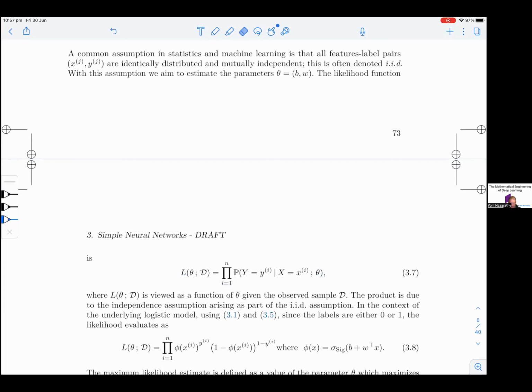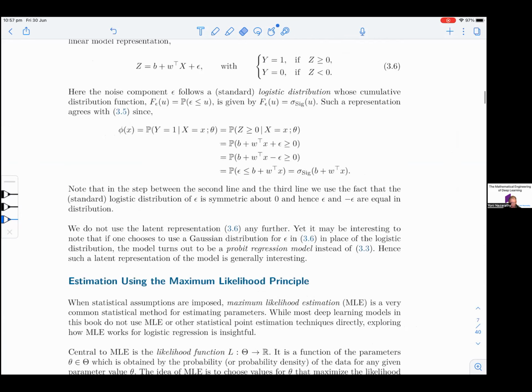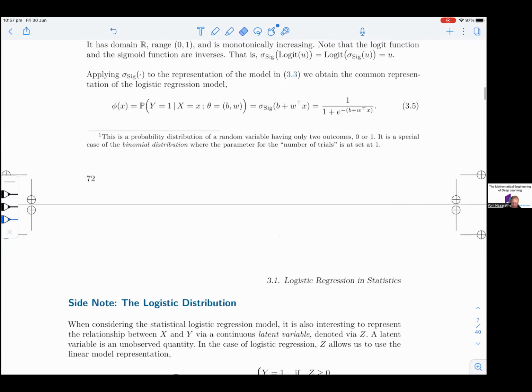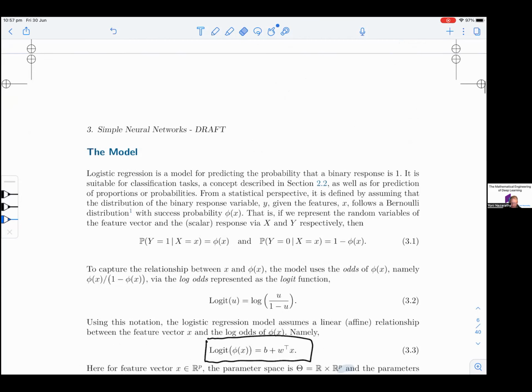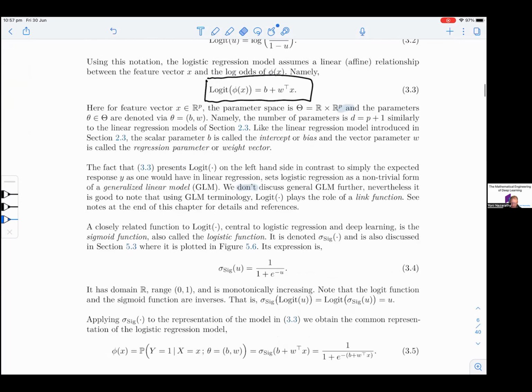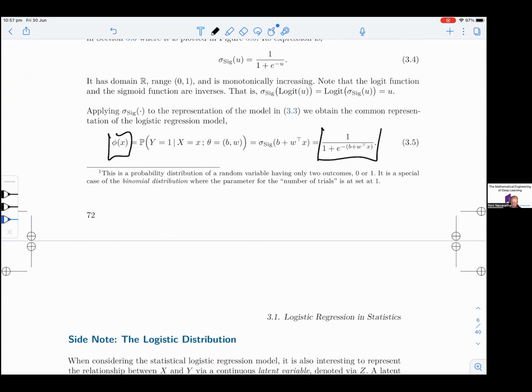In the context of the underlying logistic model, using 3.1 and 3.5, and since the labels are either 0 or 1, the likelihood evaluates as, so let's just remember what 3.1 and 3.5 are. So 3.1 was just the definition of what phi of x is. That's a probability of getting a 1, right? That was 3.1. And 3.5 was the central representation of the logistic regression model.